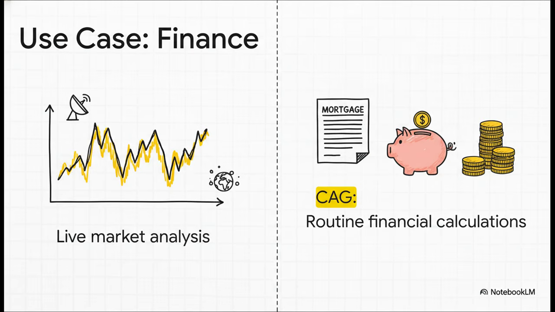You see this same pattern in finance. For analyzing live market data, you absolutely need RAG. You can't base a multi-million-dollar trade on yesterday's numbers. But for routine questions like, what are the terms of this standard loan product? CAG can deliver that instant, consistent answer every single time without the lag.